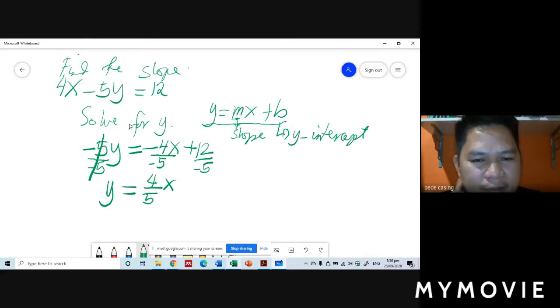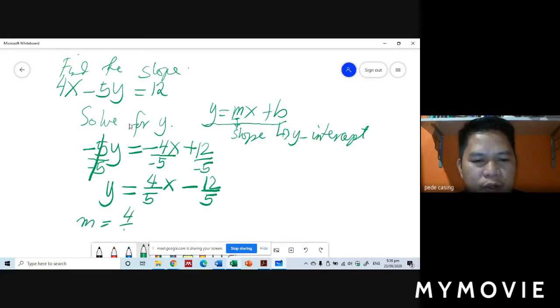Positive and negative, they are unlike signs. You just have positive divided by negative, that is negative. Then you have to copy 12 over 5. Okay, 12 cannot be divided by 5 evenly. So therefore, you can now get the slope. M equals 4/5. The other one, our b, is equal to negative 12 over 5.